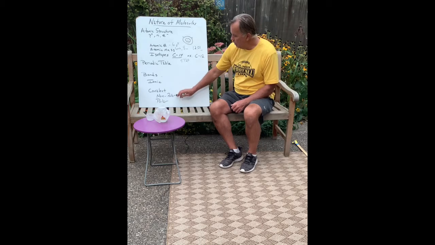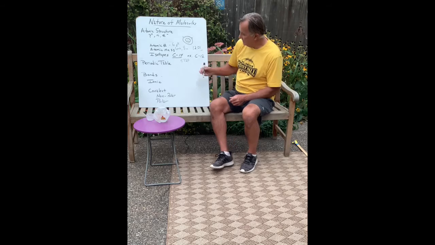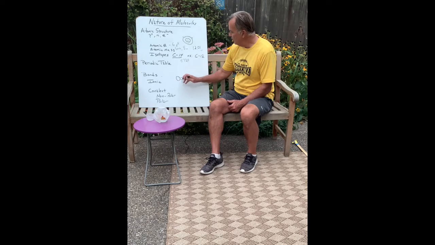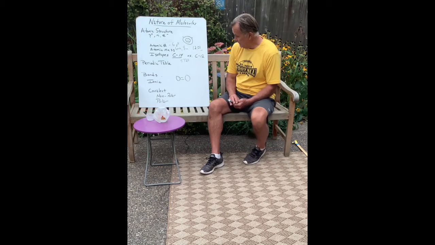You can have nonpolar and polar bonds. A nonpolar bond would be anything bonded with itself. For example, oxygen is O2. Oxygen is double bonded to another oxygen. They both like electrons the same, so they share equally. That would be a nonpolar bond.